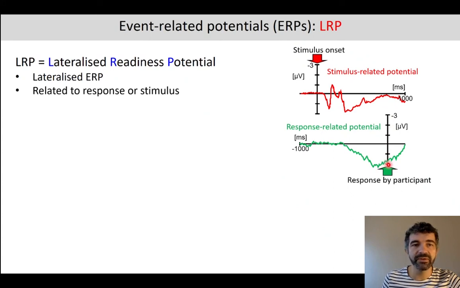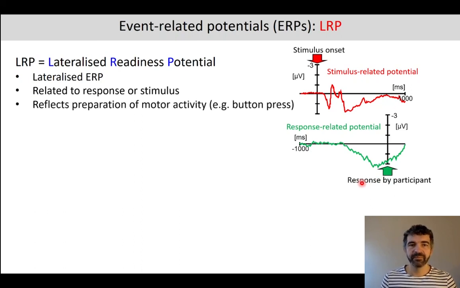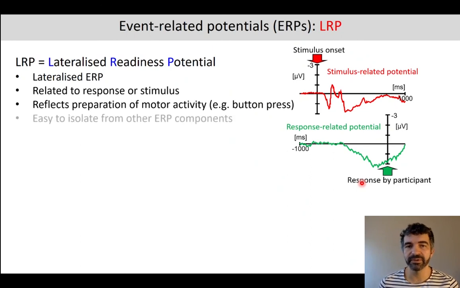What you see in the lateralized readiness potential is that just before participants respond, they have this positive going deflection in the ERP. This is related to the preparation of motor activity, so this component is also strongest near the motor cortex. It is easy to isolate from other ERP components because of the location and also because it is related to the response but unrelated to the stimulus presentation.